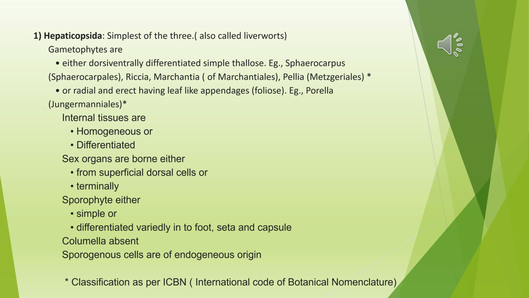The sex organs are borne either from superficial dorsal cells or terminally. Sporophytes are either simple or differentiated variedly into foot, seta, and capsule. Columella absent. Sporogenous cells are of endothecial origin. Classification is as per ICBN, that is, International Code of Botanical Nomenclature.